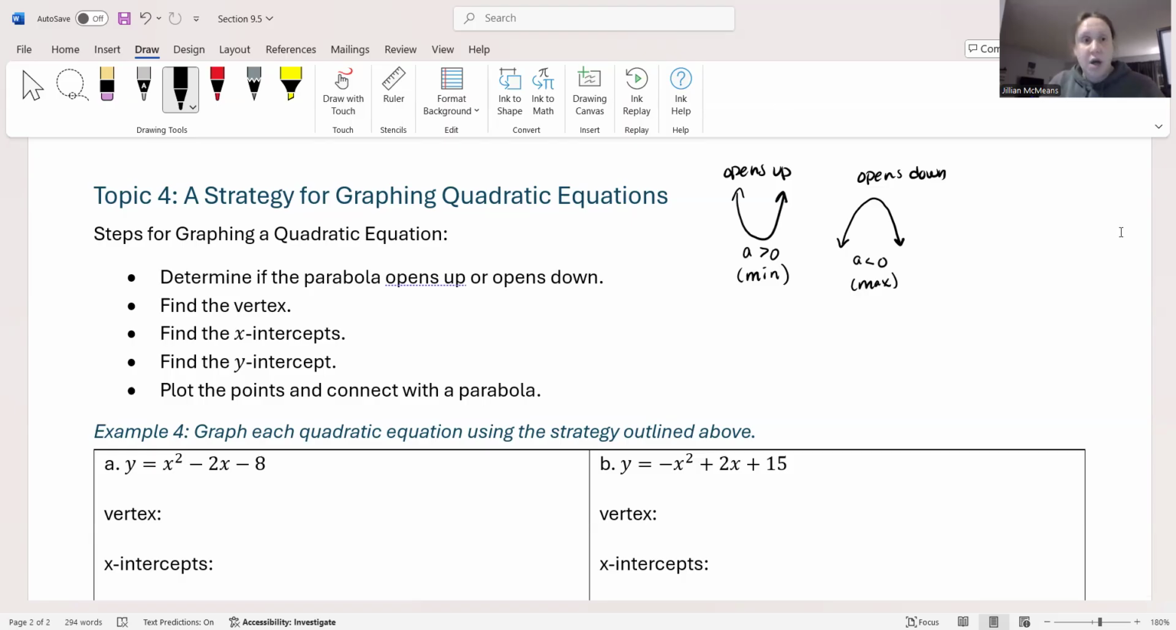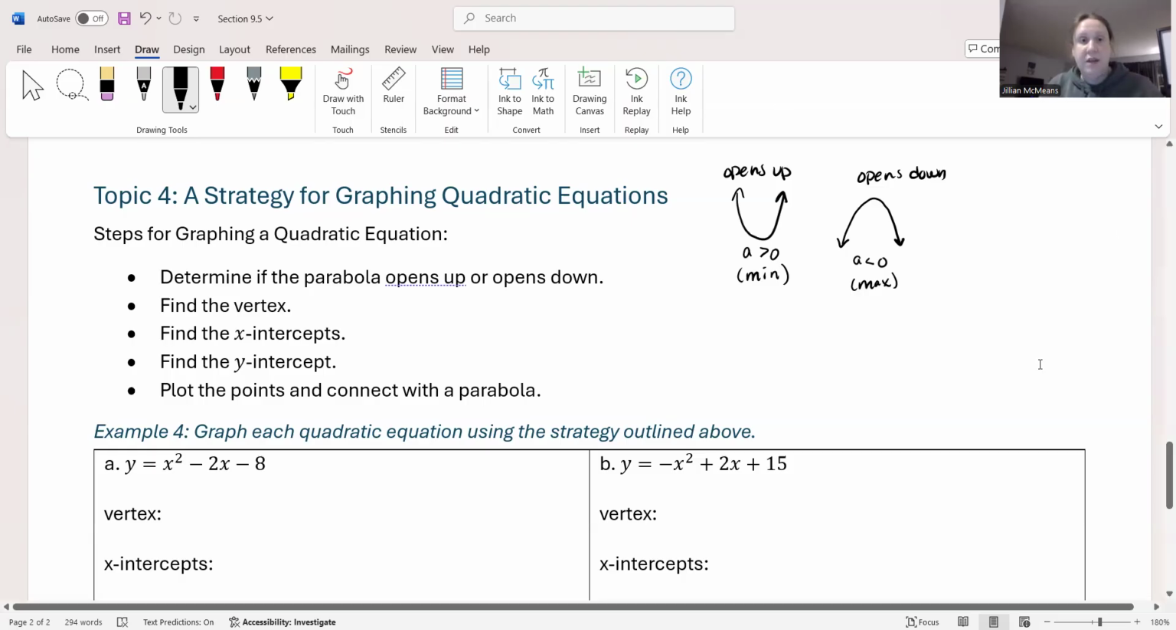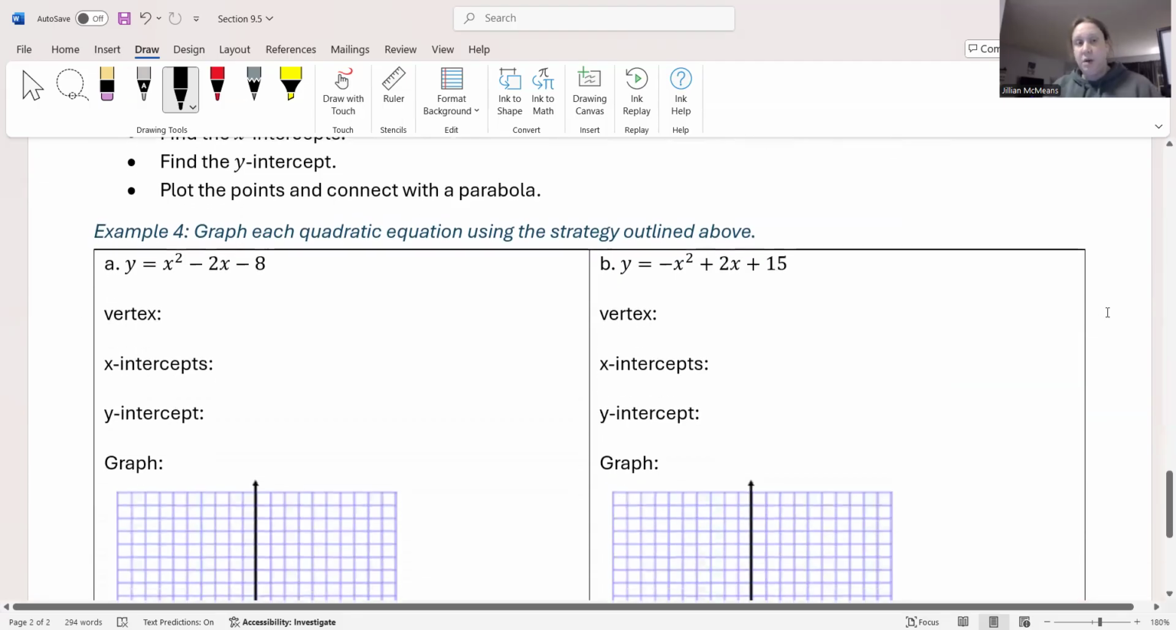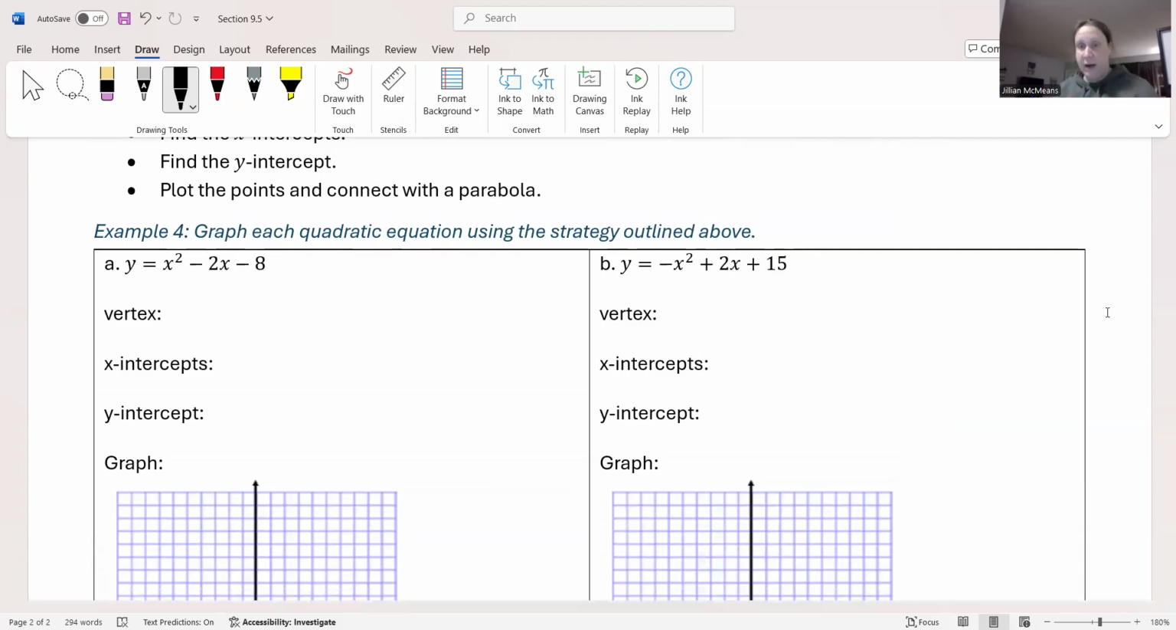Okay? So it says example 4 here: graph each quadratic equation using the strategy outlined above. So the first thing we're going to do is find the vertex, the x-intercepts, the y-intercepts, all of that stuff. Then we'll go and graph it, and then we'll compare notes with what we see in Desmos. Okay? So for part A, we have y equals x squared minus 2x minus 8. So does this parabola open up or down?